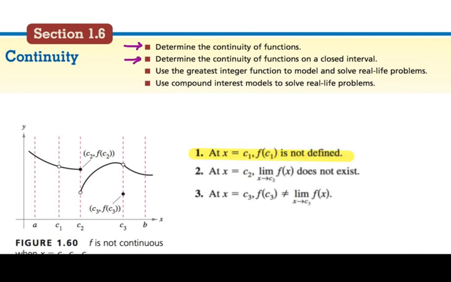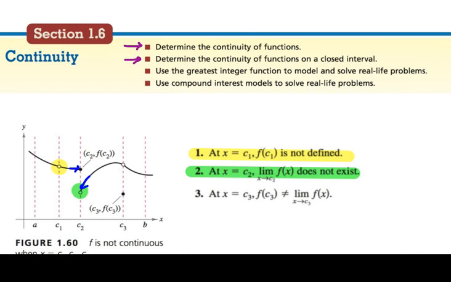At x equals c1, f of c1 is not defined. Okay, so that's a situation. Another would be at x equals c2, the limit as x approaches c2 of f of x does not exist. So here's c2, and the limit does not exist because from the left, let me use blue, from the left, and from the right, we're approaching two different values. So the limit does not exist. The overall limit does not exist.